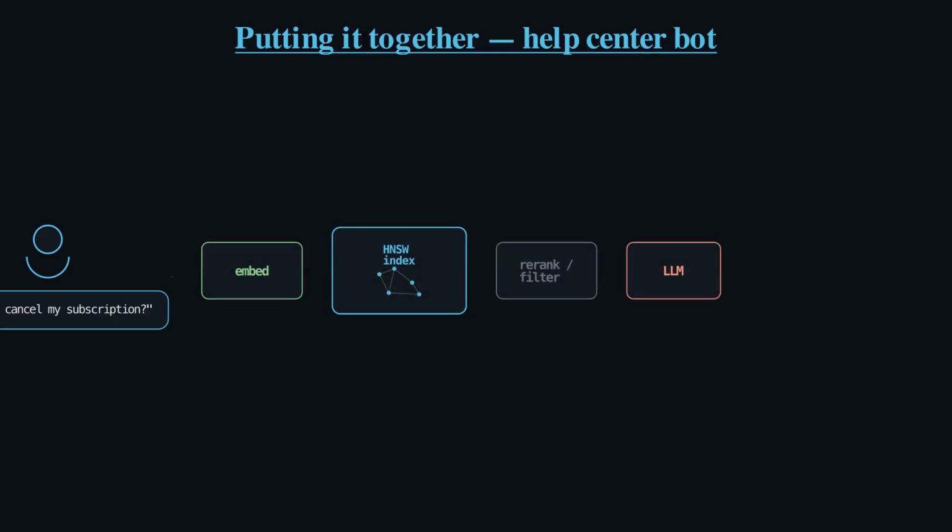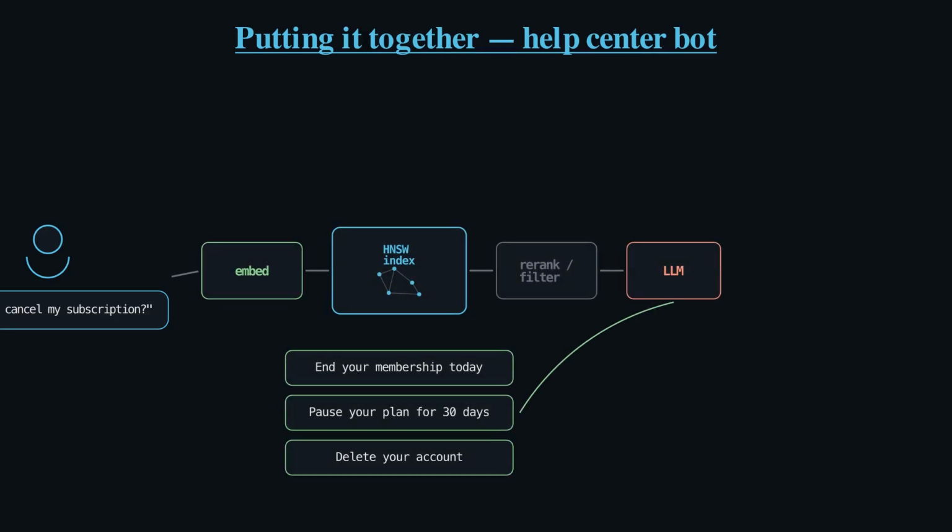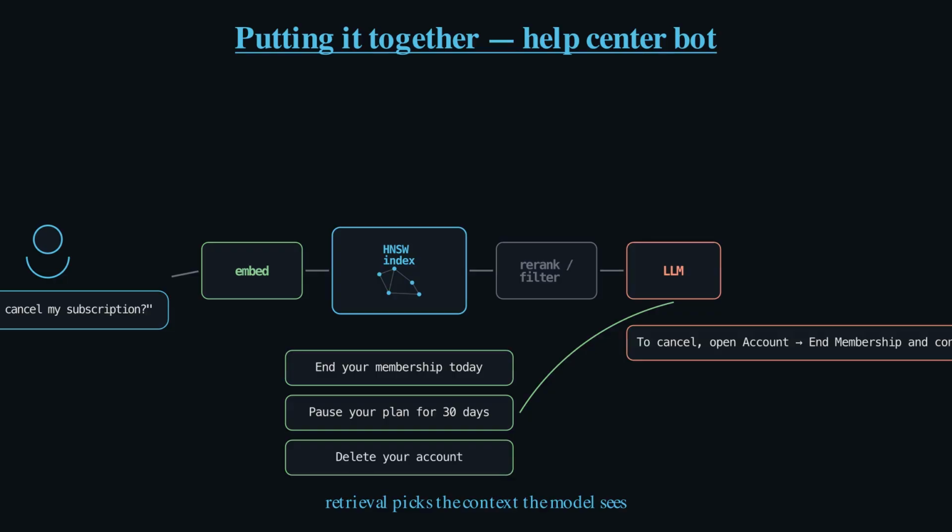Putting it together, the user asks, how do I cancel my subscription? The system embeds the question. The HNSW index returns approximate nearest candidates in milliseconds. Optional filters or re-ranking refine the list. And a language model writes a friendly answer. The hard problem hiding inside the help center bot is the one we just walked through.